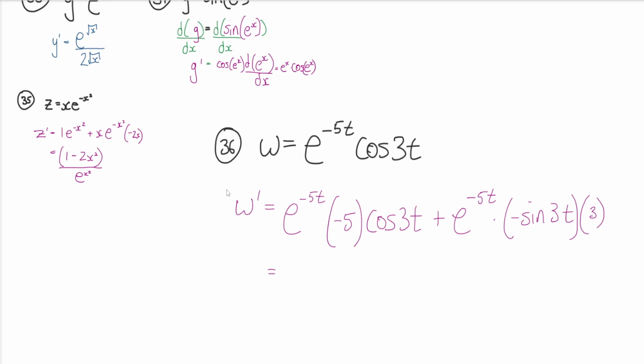And so what do we get? We're going to have e to the negative 5t out front. We're going to have negative 5 cos of 3t minus, so let's just take a minus out front. We can make this a 5 cos 3t plus 3 sine 3t. Is that right? I think that's right. I think it's right.